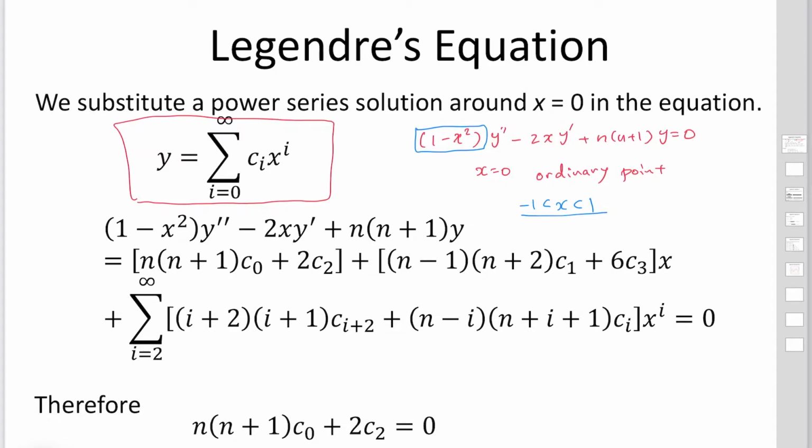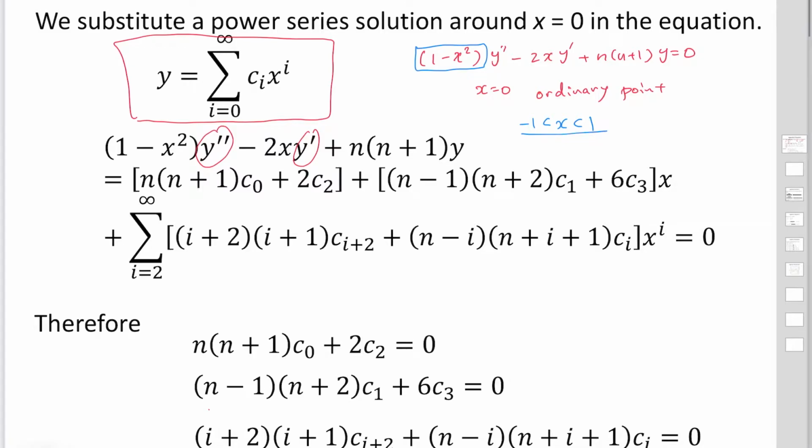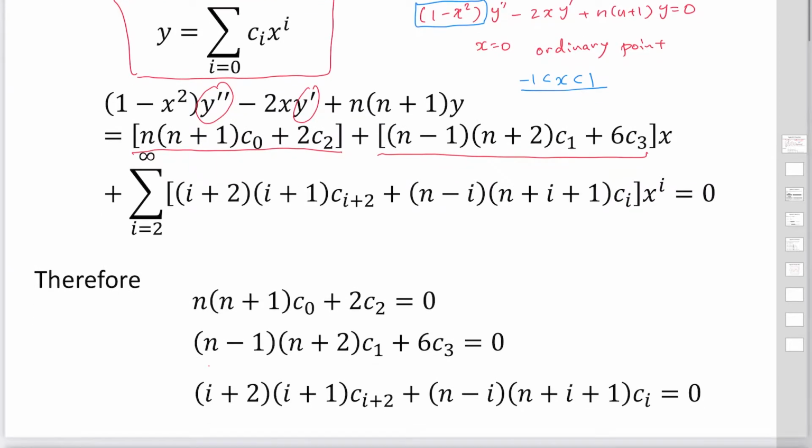Following this power series, you can find y prime and y double prime. Then substitute y prime and y double prime into the equation. The equation becomes the next line. When you substitute i equals 0, you have a constant term. The next one is the i equals 1 coefficient times x. Then the next terms are x squared, x cubed, starting from i equals 2 to infinity. This is a coefficient.